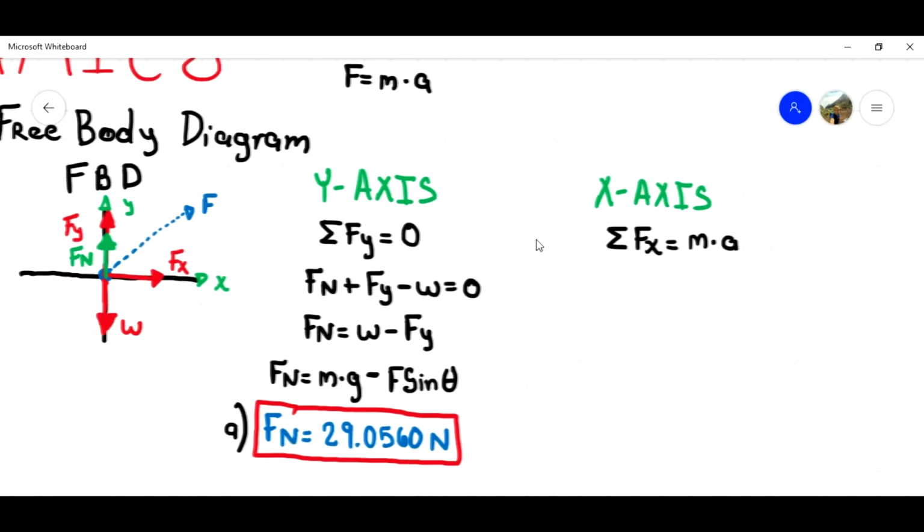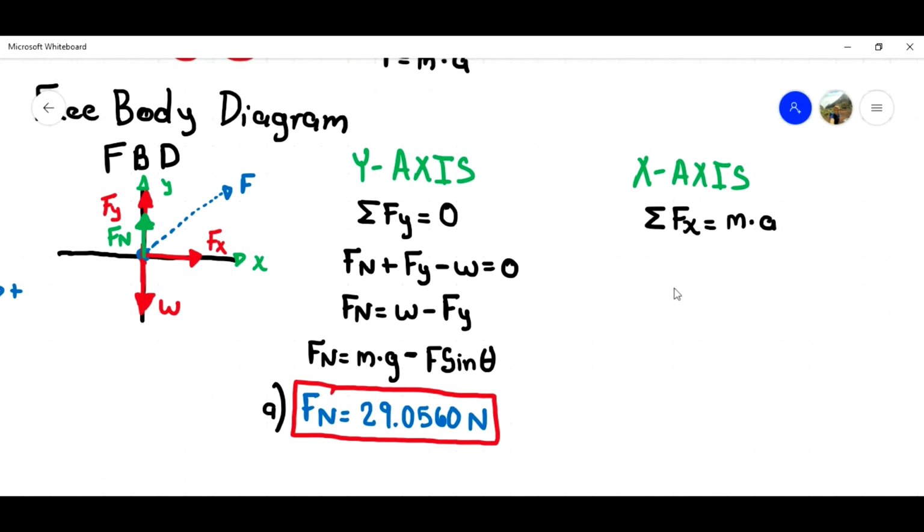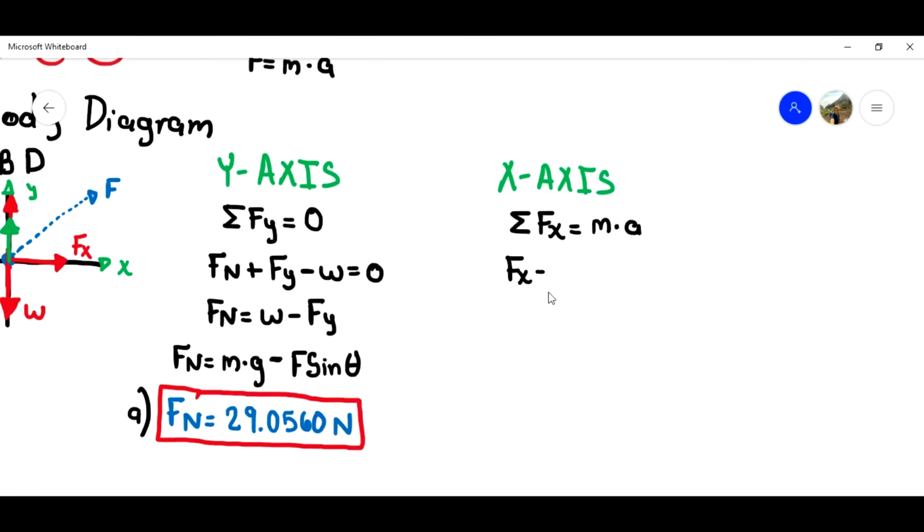Okay, so I need to look at the forces that I have in the x-axis. So if you see, there is only one, and it is Fx, and it points to the right. So if it's pointing to the right, the force is going to be positive. So the equation is going to be Fx equals mass times acceleration. From this equation, I'm going to isolate acceleration, that is Fx over mass. And remember that Fx is the force times the cosine of the angle, over the mass.